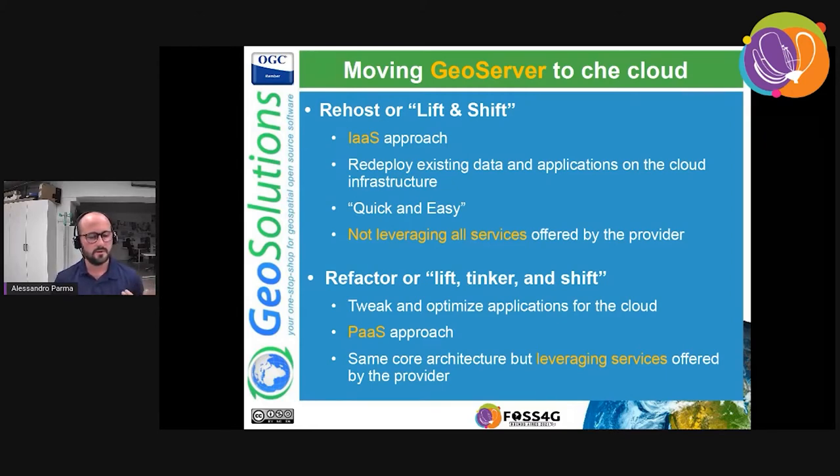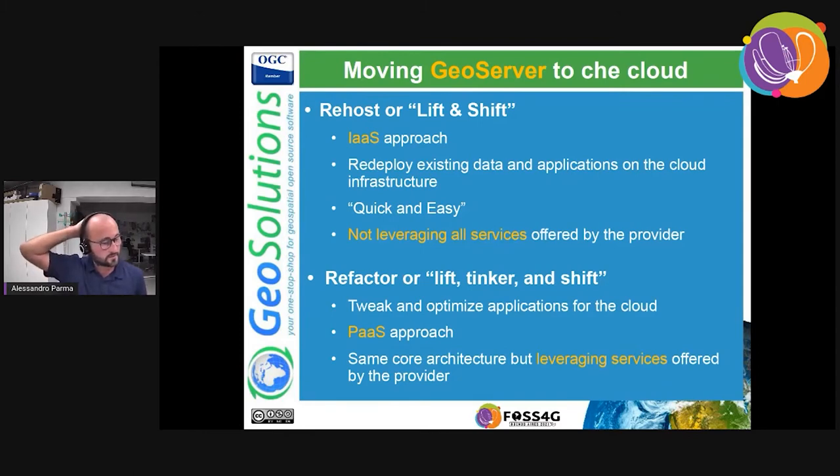So you're booking your virtual machines and then deploying yourself the applications, just like you would do on your local on-premise environment. In this scenario, you're not really leveraging all the services offered by the providers, so managed service like databases or other kind of storage service, for instance. You're just taking your local environment and uploading it to the cloud. It's a relatively easy thing to do, so it's quite a common pattern as well.